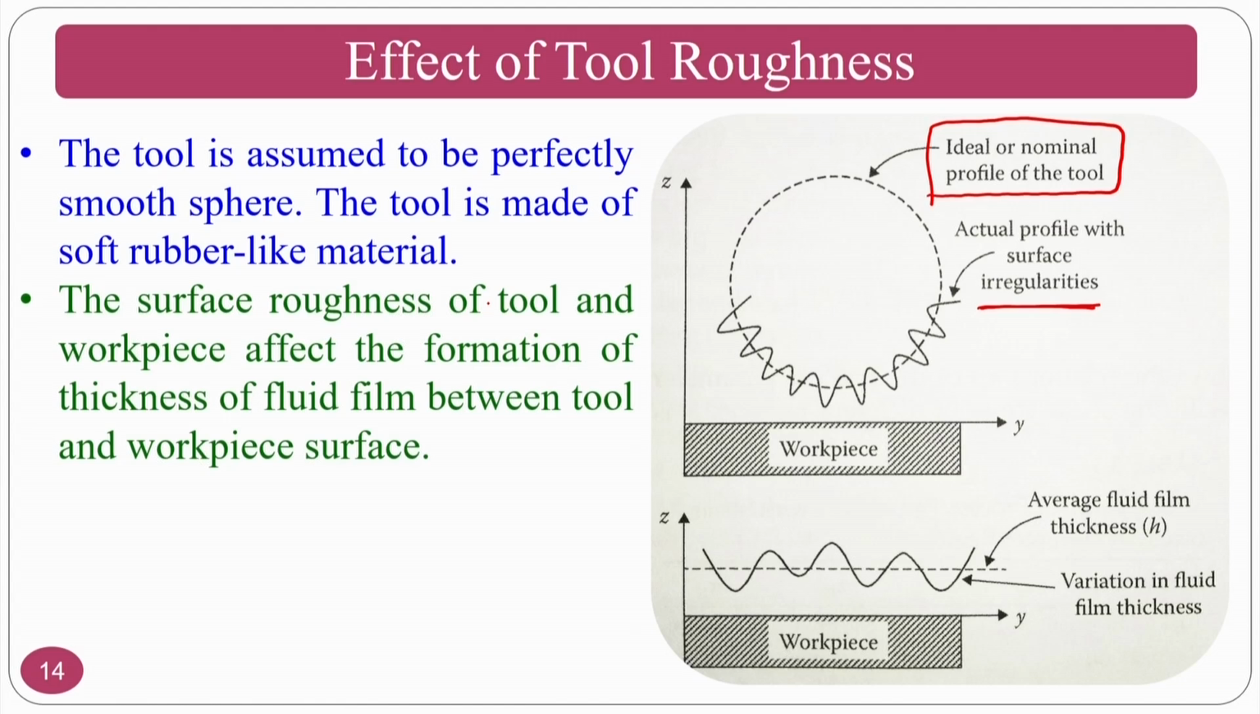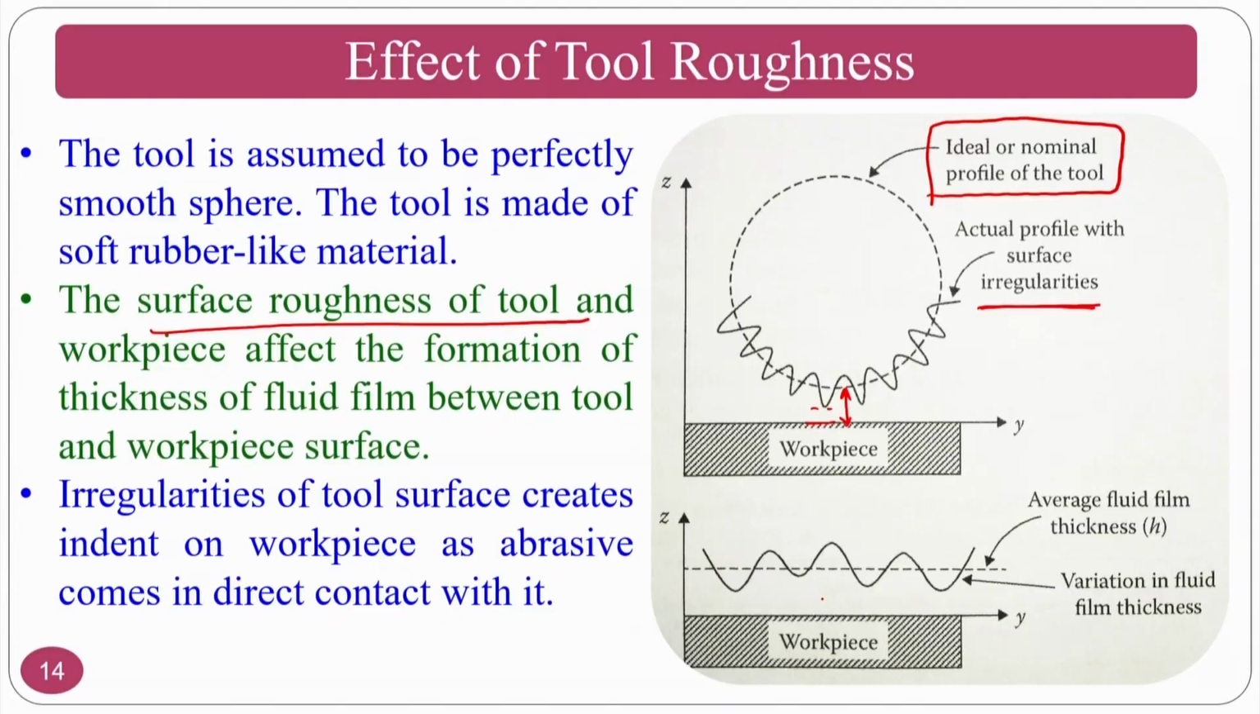The surface roughness of the tool and workpiece affects the formation and thickness of the fluid film between them. That means if this is a surface, what will happen? This may be a thickness of the profile. If this is a surface, then this thickness will vary. If the surface roughness is too high, it will greatly affect the film thickness and other things. So if the film thickness is varying from location to location, the surface roughness also will be very poor.